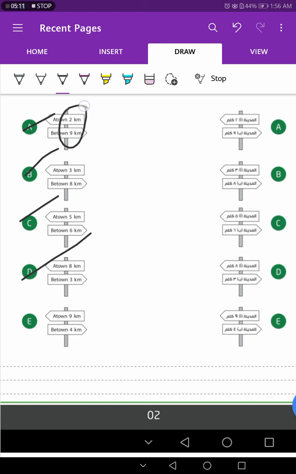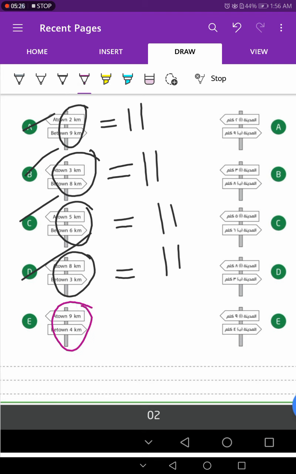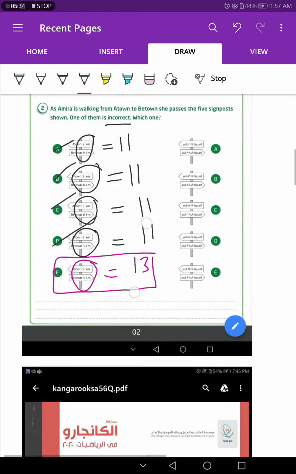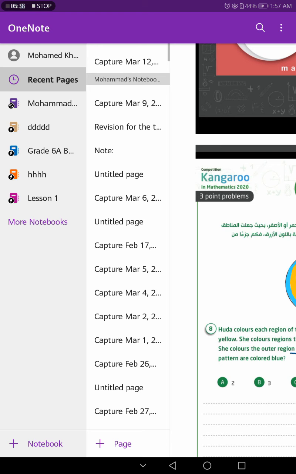So the different one is the last one, and it is not correct because the distance between town A and town B is only 11, according to signs A, B, C and D. All of them give 11. 2 plus 9 equals 11. 3 plus 8 equals 11. 5 plus 6 equals 11. 8 plus 3 equals 11. But here 9 plus 4 is incorrect, equal to 13. So this is the incorrect distance. So the answer is E. Now let us move to the next question.